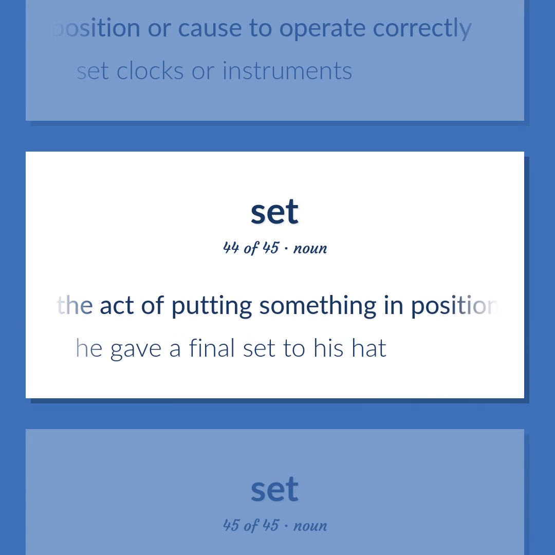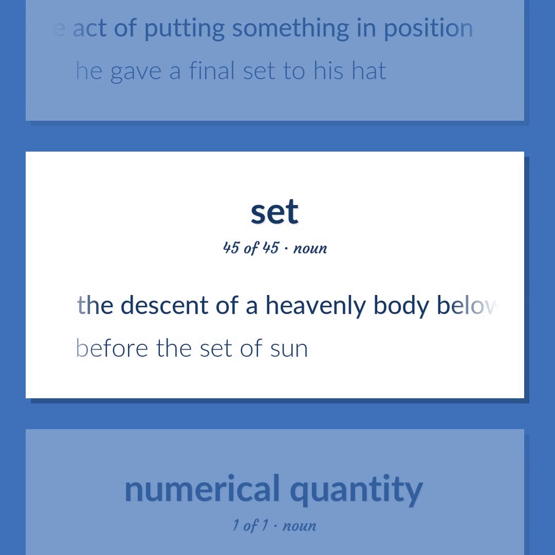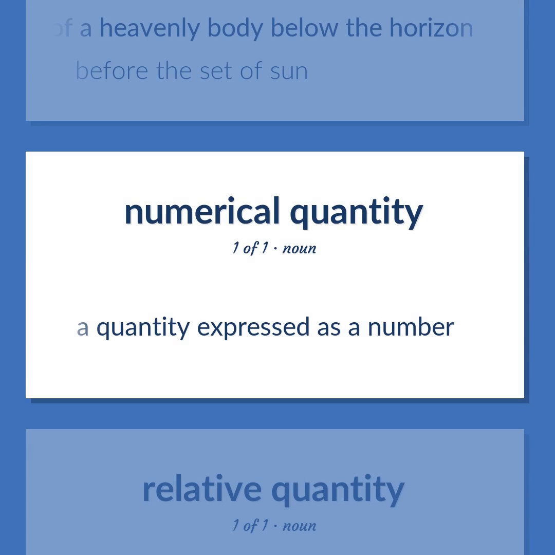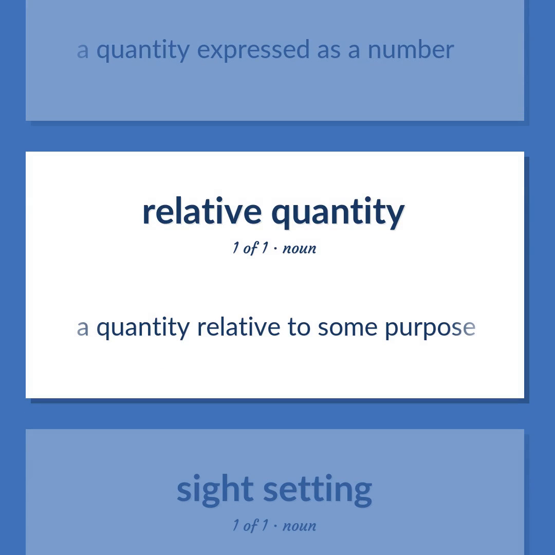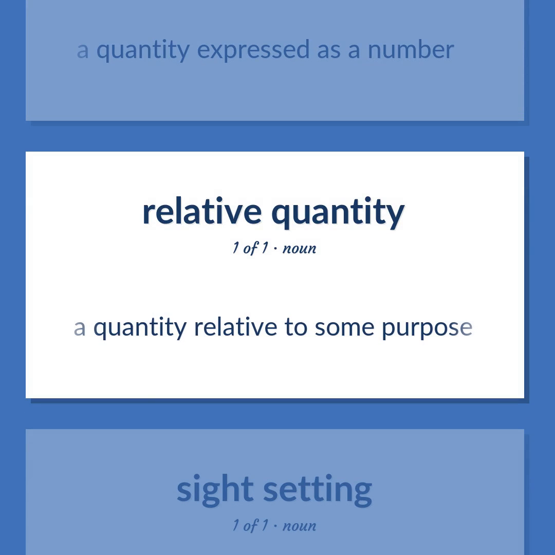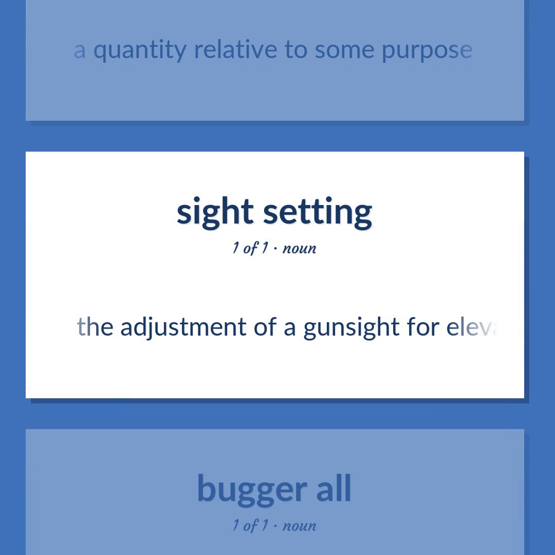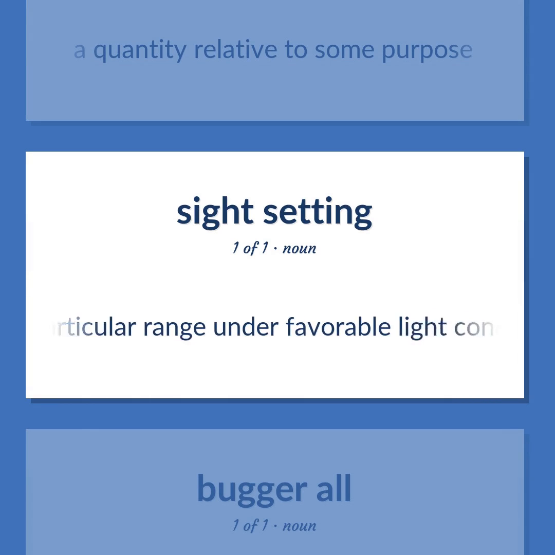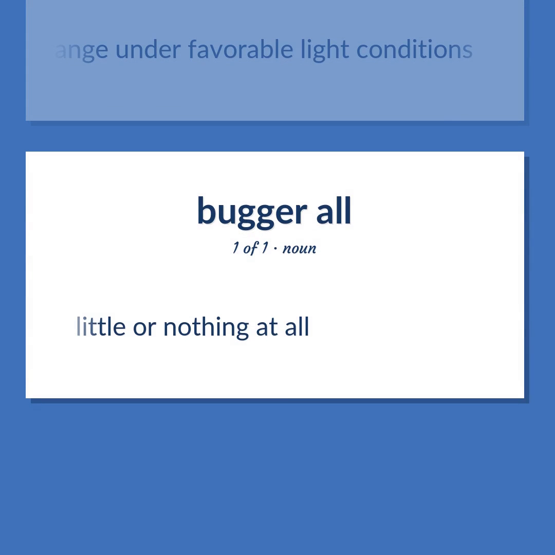The act of putting something in position. He gave a final set to his hat. The descent of a heavenly body below the horizon. Before the set of sun. A quantity expressed as a number. A quantity relative to some purpose. The adjustment of a gun sight for elevation and windage on a particular range under favorable light conditions. Little or nothing at all.